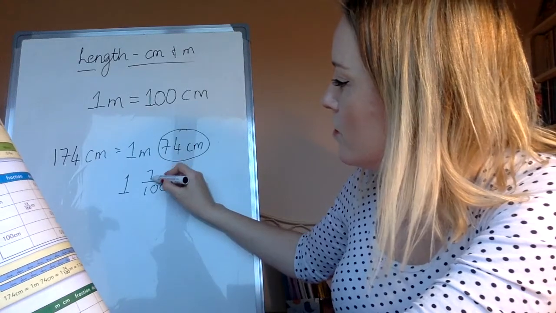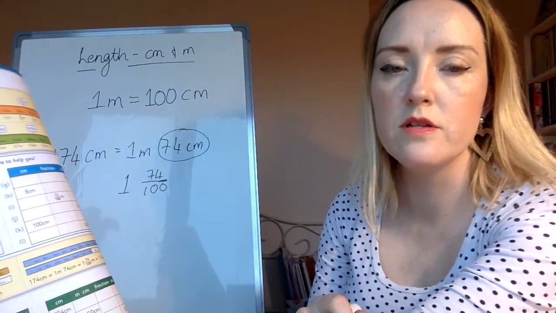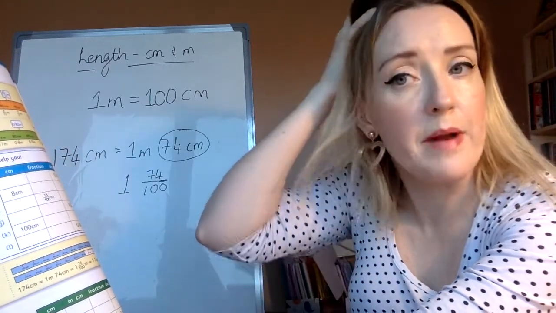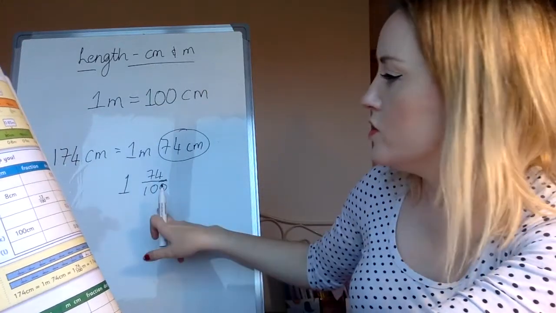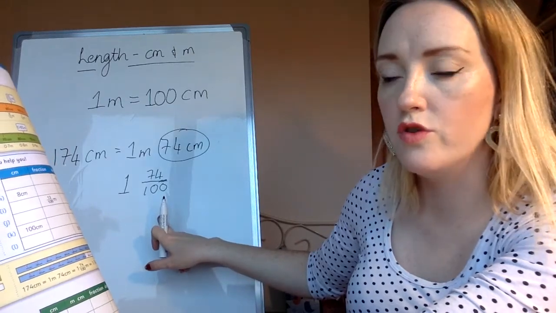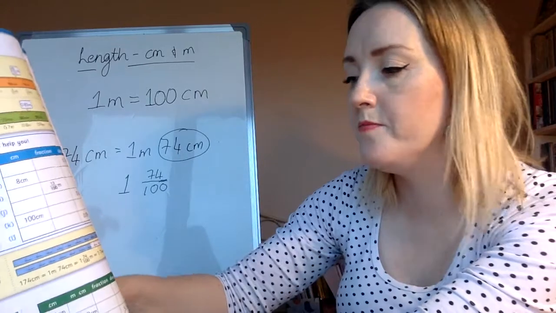So it's 74 over 100. I hope that's making sense there, because it can get a bit like, oh my god, my brain might explode, but it won't. It's fine, okay? Hope that made sense. So there is your fraction, 1 and 74 over 100. What am I missing?